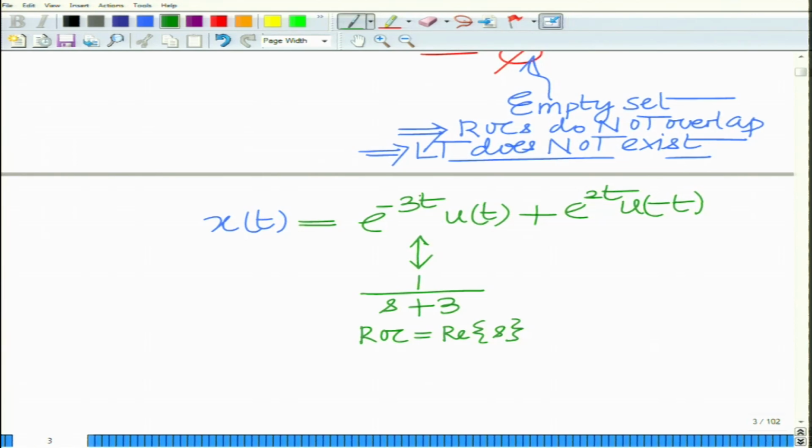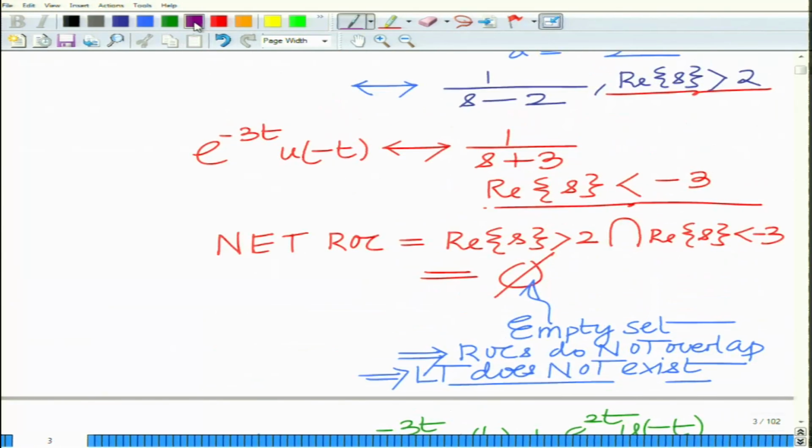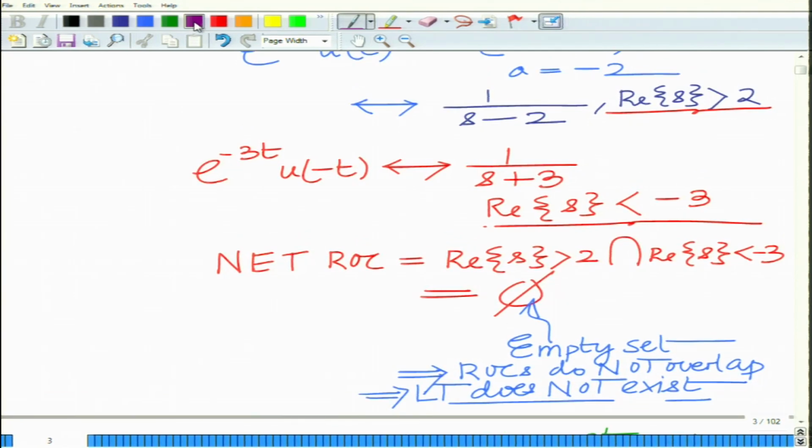This is a right handed signal because u(t) is 0 for t less than 0. So, ROC is of the form real part of s greater than minus a, that is real part of s greater than minus 3. And e raised to 2t u(minus t) is a left handed signal. I think here the Laplace transform is minus 1 over s plus 3. Okay, I will just correct this, this is minus 1 over s plus 3.